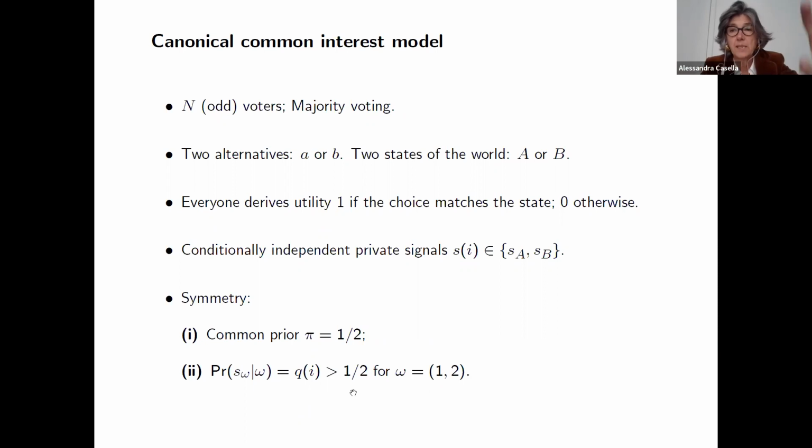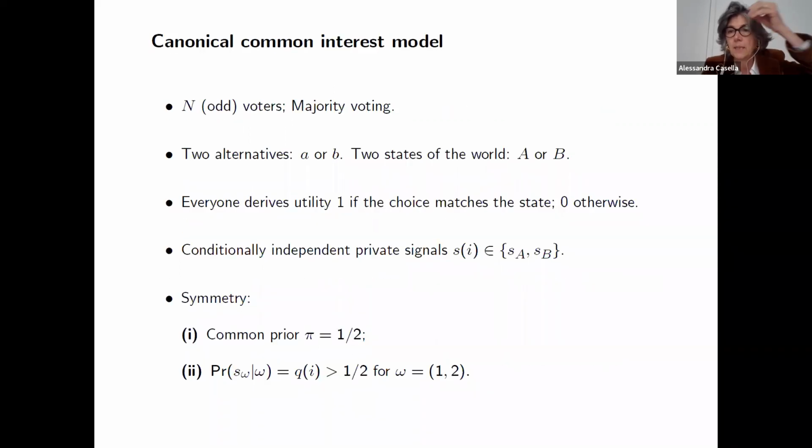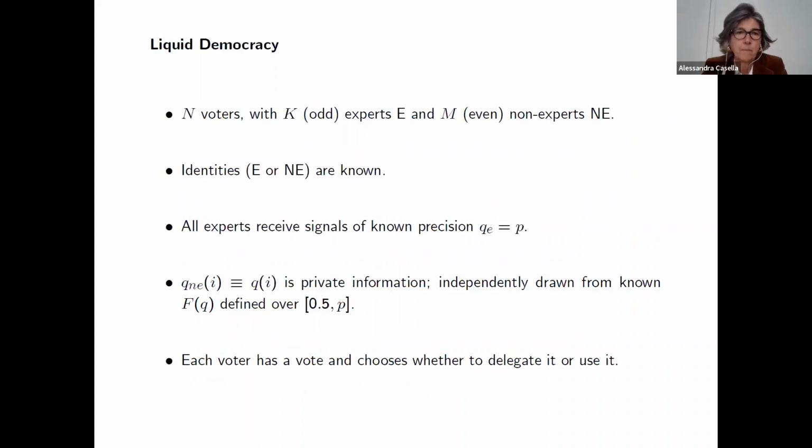All right, so this is really, in my mind, the canonical Condorcet model, because this is a world in which majority voting does very well. Voting according to the signal is rational, and majority voting aggregates information very well, so that in the limit, the result will be efficient. How about liquid democracy?